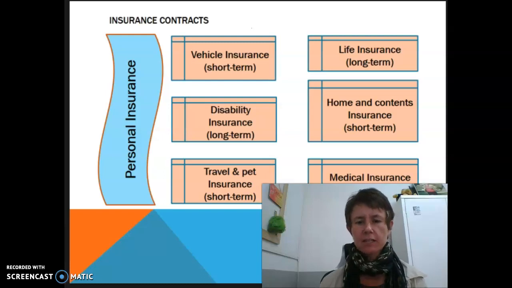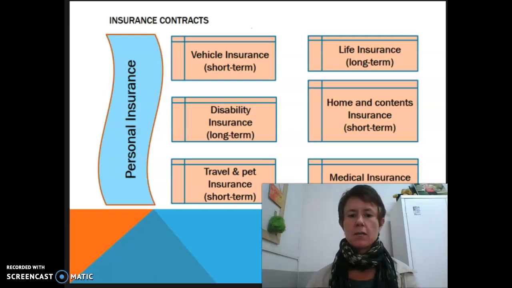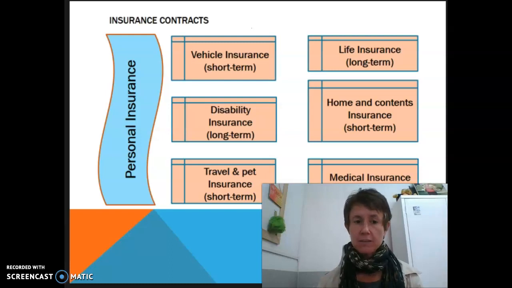Personal insurance will cover things like your vehicle. So if you're in an accident and your vehicle needs to be fixed, your vehicle insurance will cover the cost of that accident. So we call that short-term insurance. Your household items, such as your furniture, your TV, if you have a burglary, you claim from insurance. Again, that is short-term. Then we have a number of long-term insurance policies, and those are things like a life policy or a disability insurance. So just remember, you get short-term and long-term insurances, and you don't have to take these out as an individual.